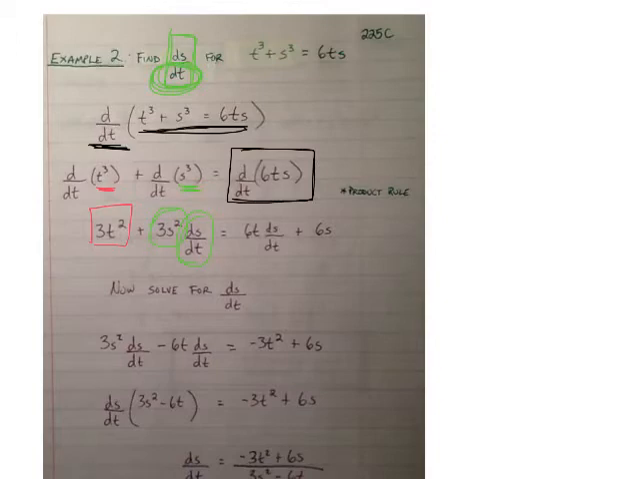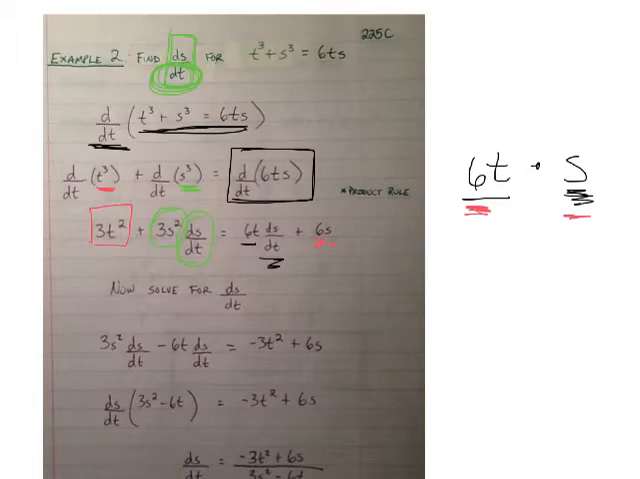And then in the final step, we're looking at the derivative of 6ts; you could argue that this is the product rule. We have 6t times s. So we have our initial times the derivative of our second, plus the derivative of the first times our second. So that's the product rule being carried out there.